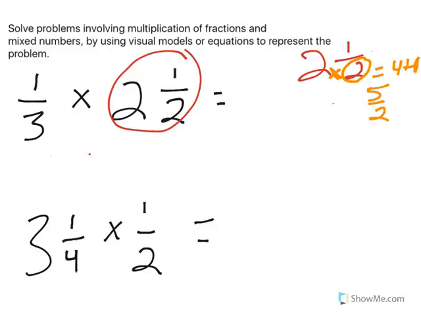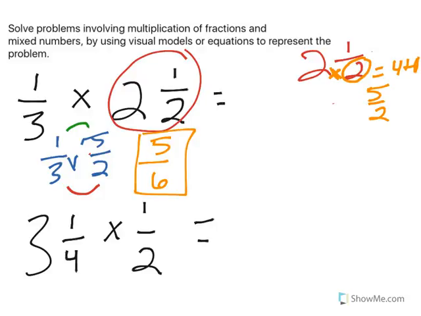So we have, as our new equation, 1/3 times 5 halves. We do our denominators times each other, our numerators times each other. So we get 5/6 as our final answer. Hopefully we got that one right. Let's see how we do on this next one.